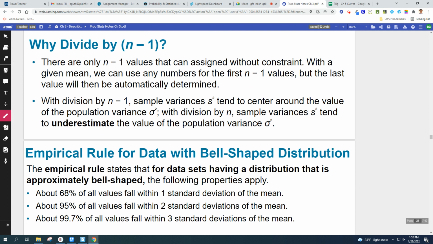Why divide by n minus 1? There are only n minus 1 values that can be assigned without constraint. With a given mean, we can use any numbers for the first n minus 1 values, but the last value will then automatically be determined.